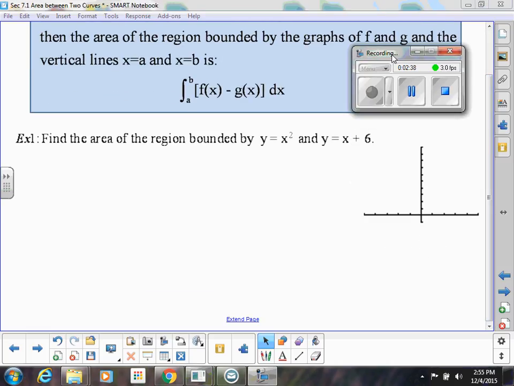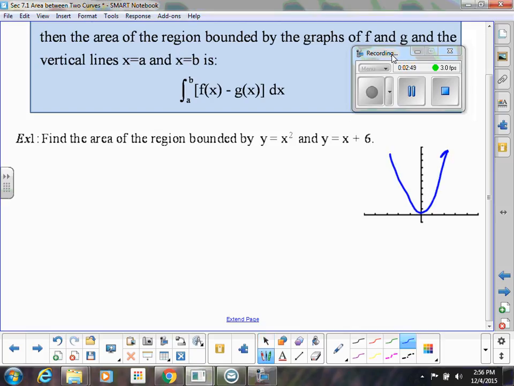So we want to find the area bounded by y equals x squared and y equals x plus 6. So first let's graph this. Y equals x squared is pretty easy to graph. And y equals x plus 6, so this is 1, 2, 3, 4, 5, 6, so looks something like that. So in order to find this area in between, first we need to know where to start and stop. So we need to find these points of intersection.